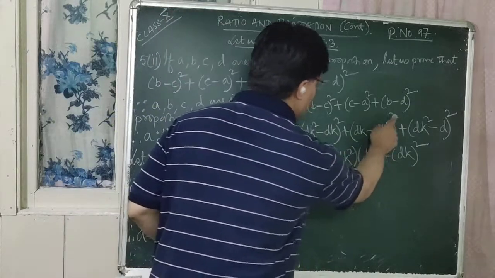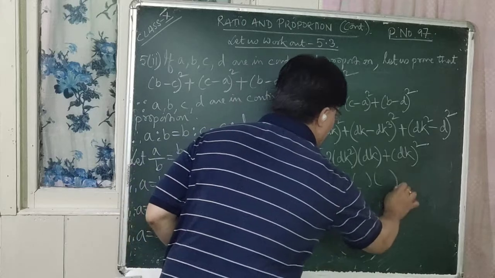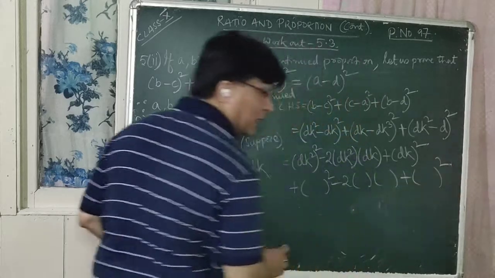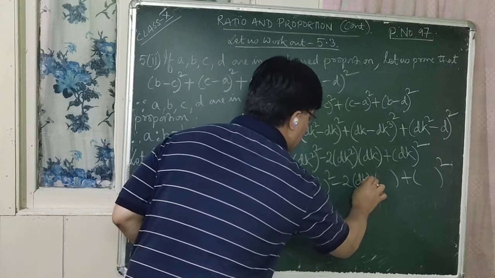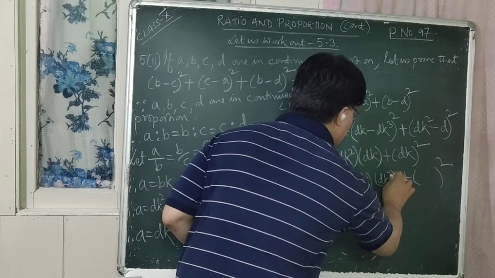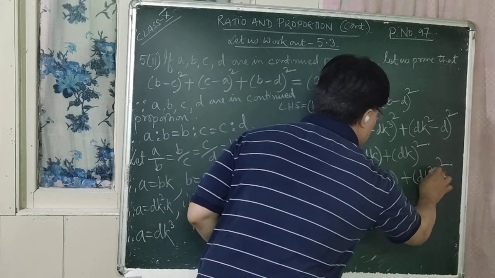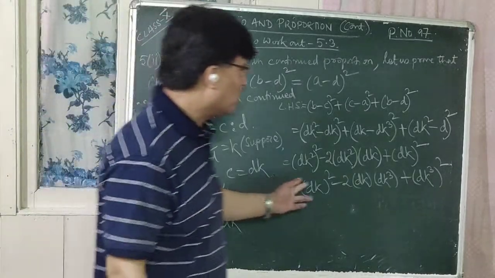For this also, (a − b) whole square. Let us write brackets only: a² − 2ab + b². What is a here? dk. Let us write dk here, there also dk. What is b in this case? dk³. Let us write dk³ here also. Is it clear now? So this is for the second term.